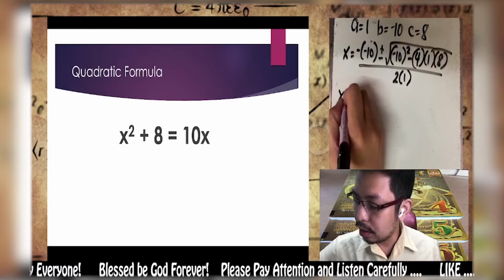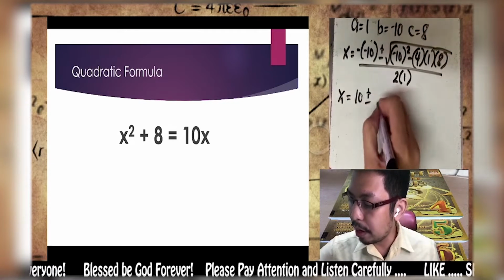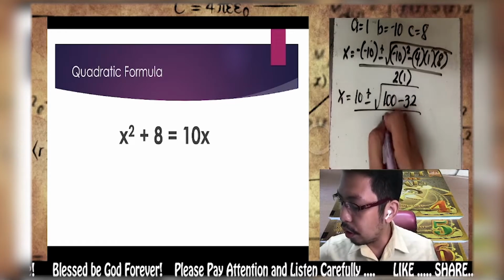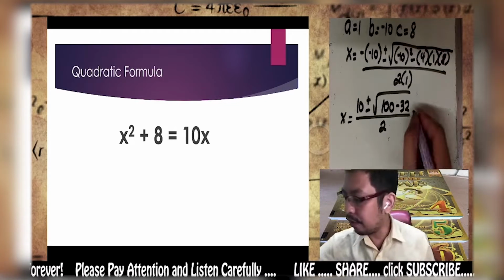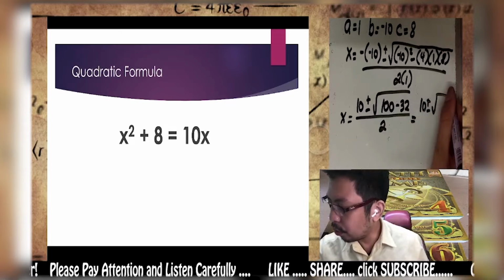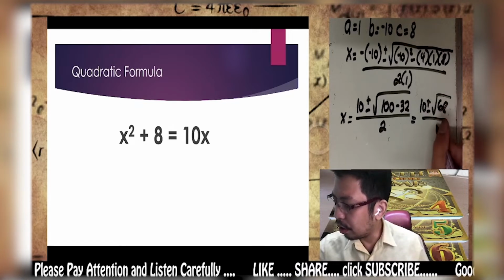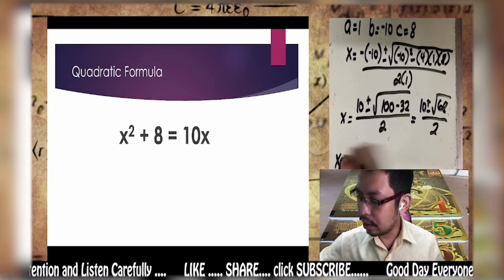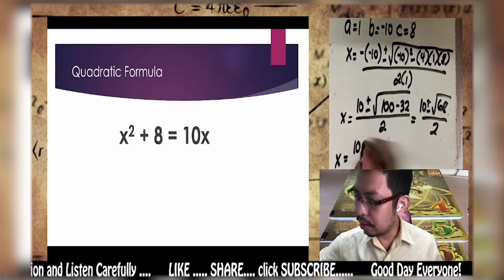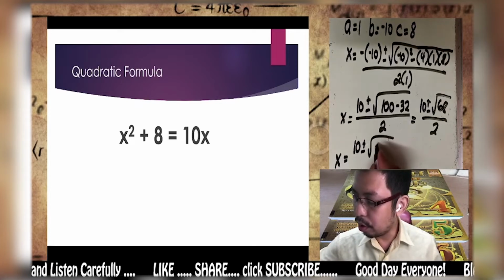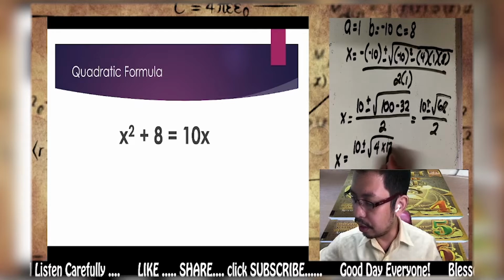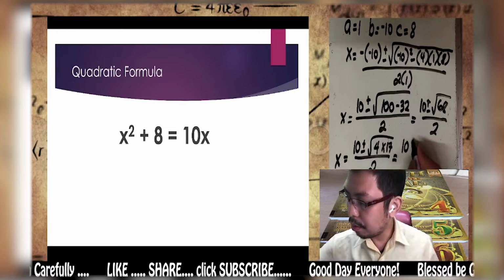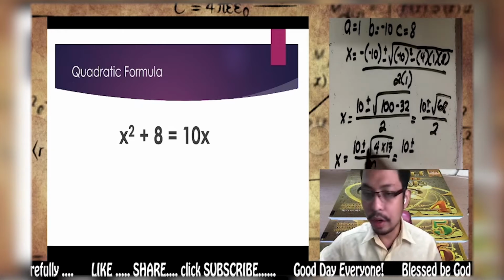So we have x is equal to positive 10 plus or minus the square root of 100 minus 32 all over 2. Then we have 10 plus or minus the square root of 68 all over 2. So think of a factor of 68 that has a perfect square. x is equal to 10 plus or minus the square root of 4 times 17 all over 2. And then we have 10 plus or minus the square root of 4 is 2.